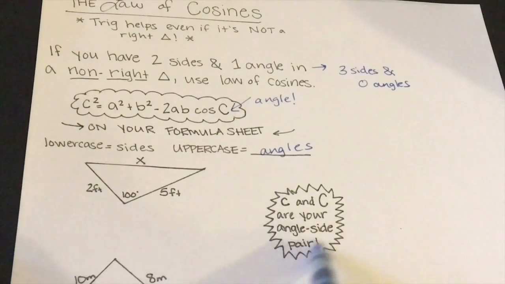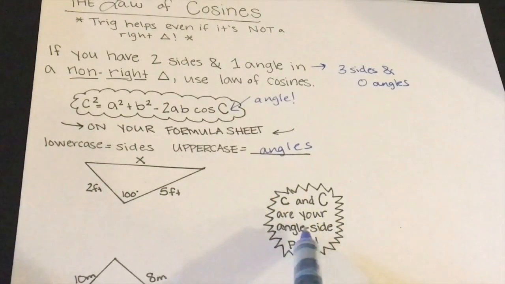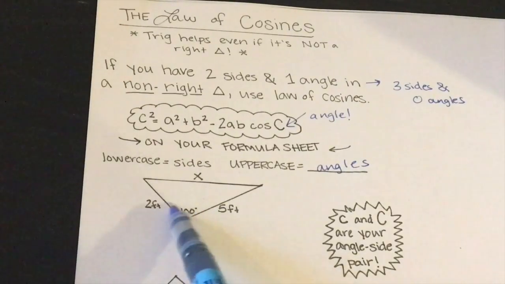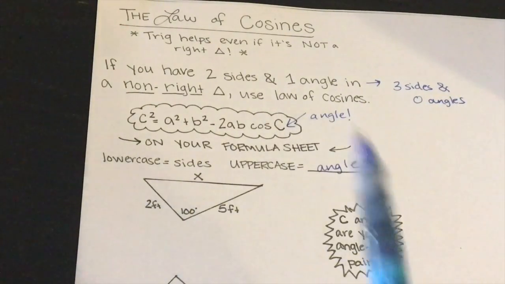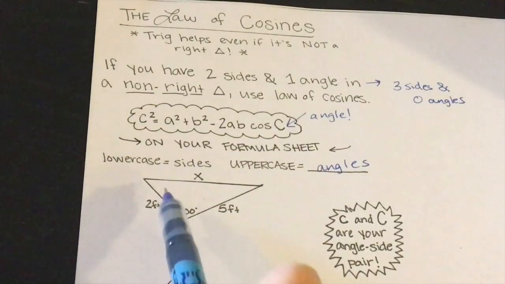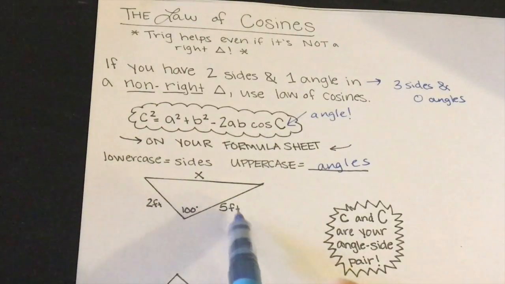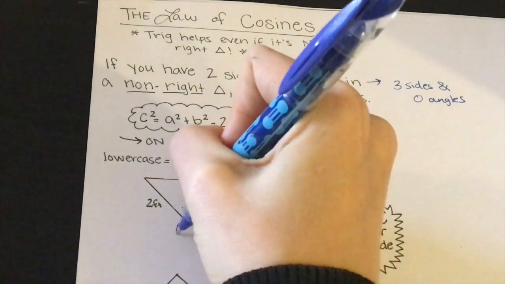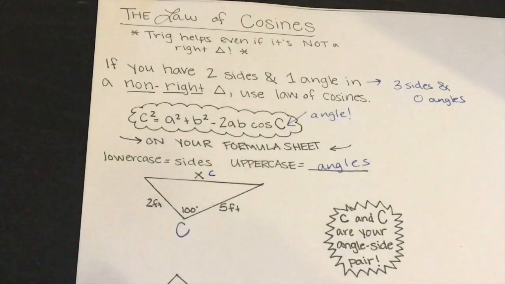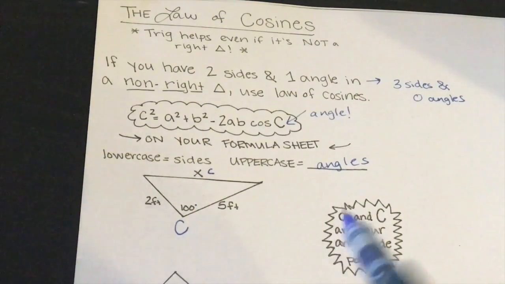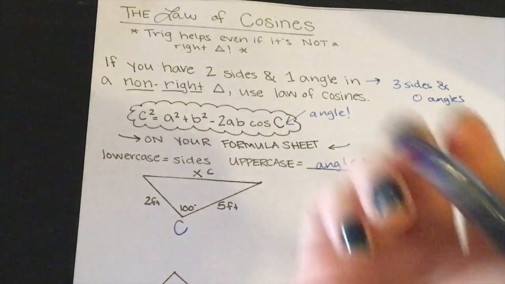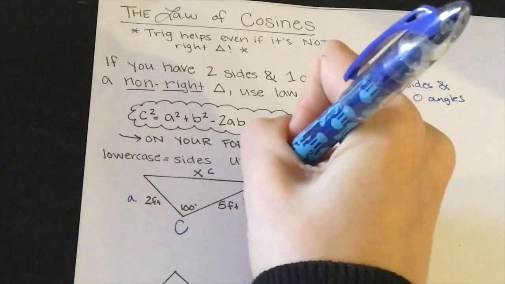And I put that in a little blurb right here. So C and c are your angle-side pair. Here's what we mean by that. I have an angle here and its side. Since those are paired up and I don't have any other angles to pair up with my other sides, I know that this is C and little c. That makes these two A and B. Doesn't matter which one's which. A, B, sure.